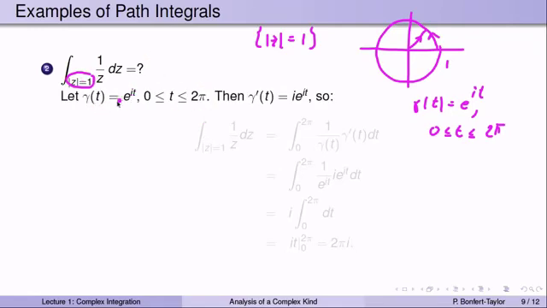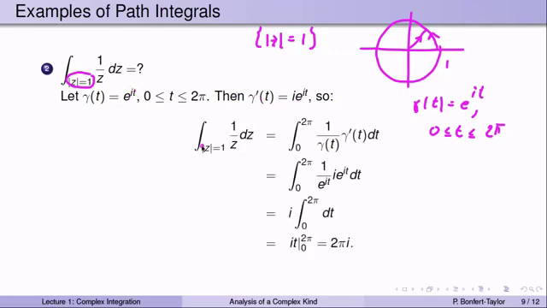If gamma of t is e to the it, then gamma prime of t is the derivative, e to the it times the derivative of the inside function, which is the exponent, so times i. Now, the integral over the curve gamma of 1 over z dz is therefore the integral from 0 to 2 pi of 1 over gamma of t times gamma prime of t dt. So wherever we see z, we plug in gamma of t, and dz is replaced with gamma prime of t dt.